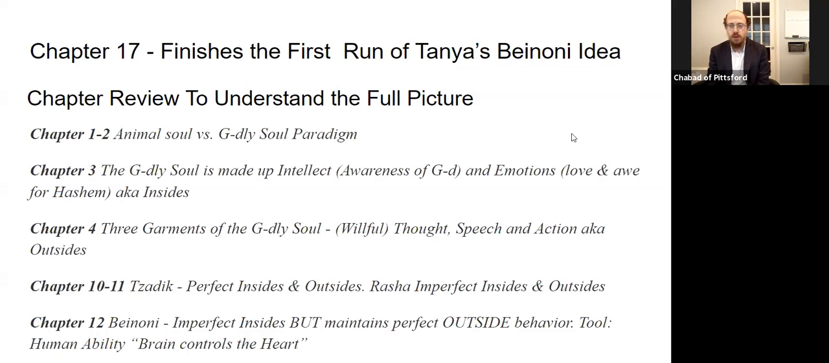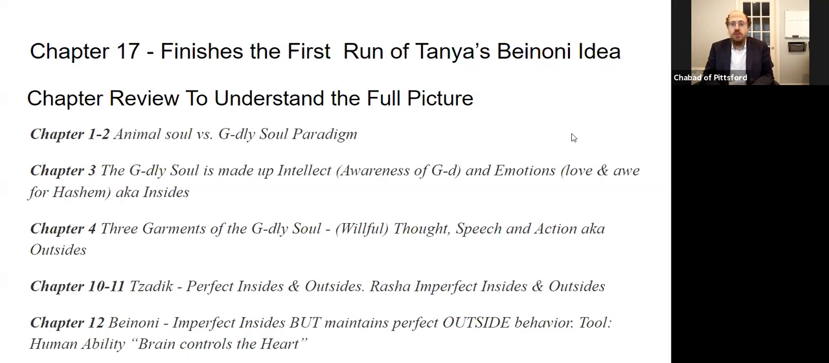Chapter review, it's really beautiful if you remember the chapters. I know many of you may have forgotten a chapter here or there, can't expect to remember all 16. So here's what you need to know to really appreciate the beauty of chapter 17.